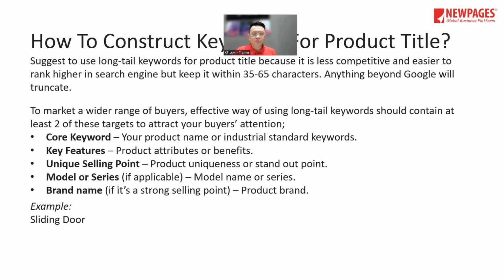Okay, so if you just put sliding door, that will be very, very competitive because a lot of people are using these two keywords. So how can you make it longer so that it becomes less competitive, and when people search for it, your products can rank higher in the Google search engine? One way is that maybe I can add the features, including that my sliding door is made of aluminum and glass. So if customers are searching for aluminum sliding door or glass sliding door, chances are your products can be found.